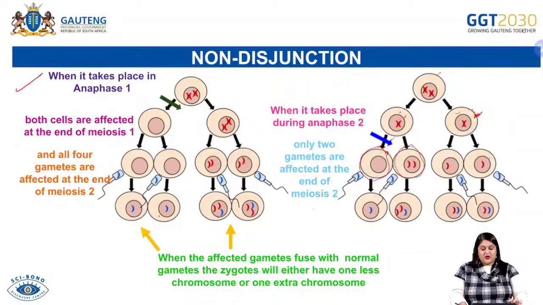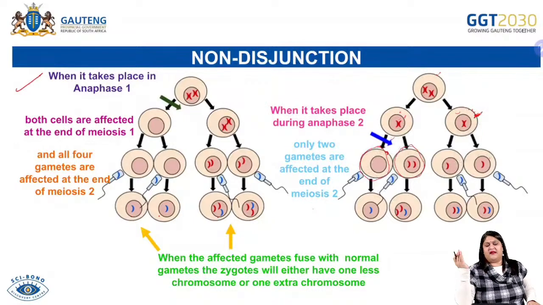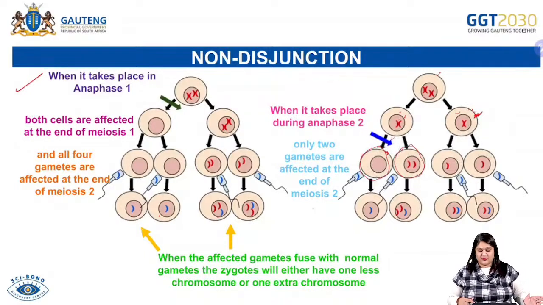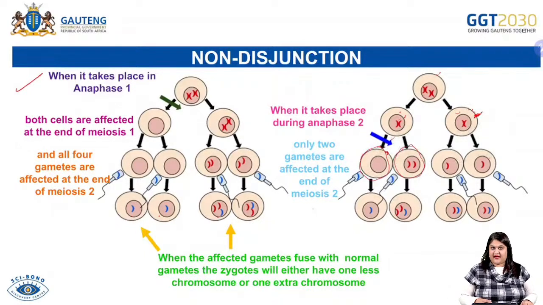It doesn't just stop there, because now something must happen. How does an organism end up having the extra chromosome? That is the important part that a lot of learners miss out on. So let me repeat that. We spoke about abnormal gametes. You know that we have gametes with extra chromosomes and gametes with fewer chromosomes, but how does this affect an organism? How does it affect the zygote? When these affected gametes fuse with normal gametes, the zygotes will either have 1 less chromosome or 1 extra chromosome. So what does this mean?